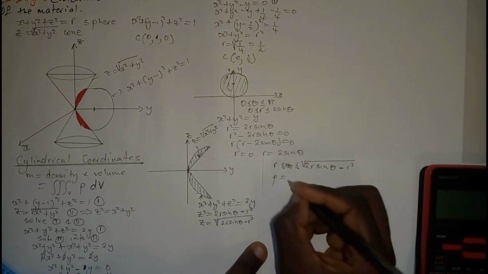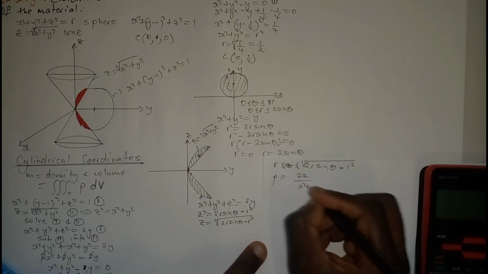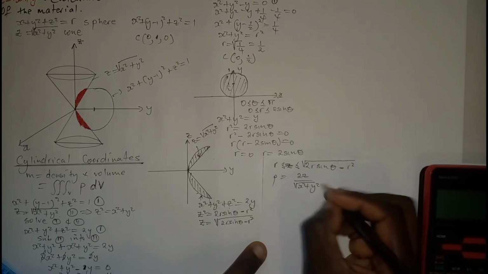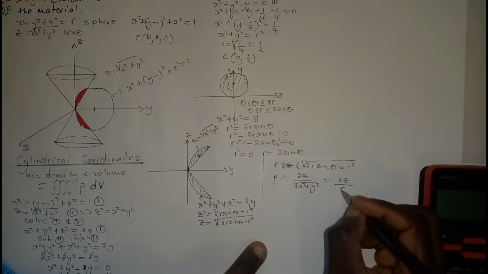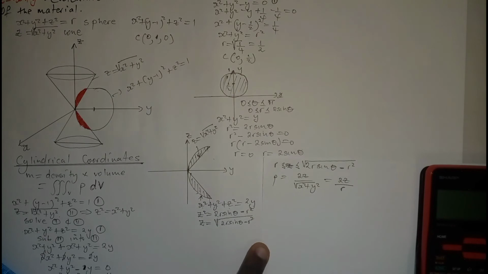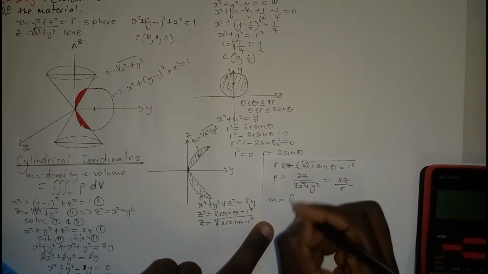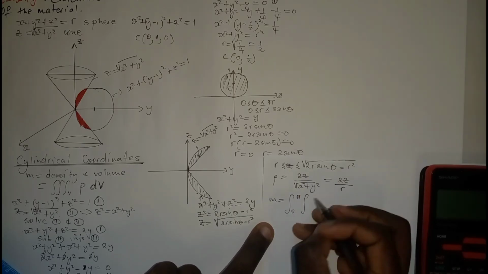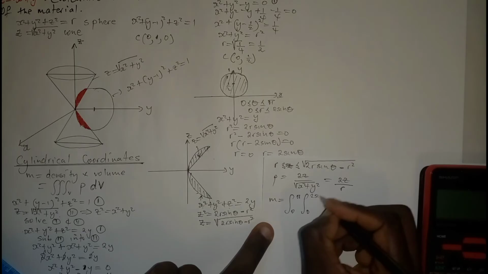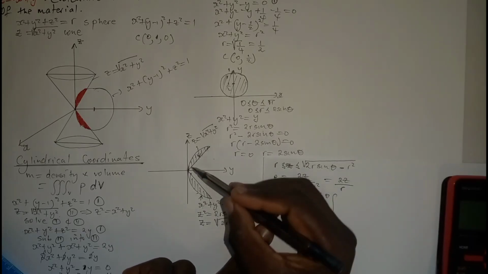Now what is going to be our density? Our density is equal to 2z over the square root of x squared plus y squared. That is going to give us 2z over r. And now it's time to calculate the mass, which is the integral of the density over the volume. So from 0 to pi for theta, then from 0 to 2 sine theta for the radius, and let's go for z.